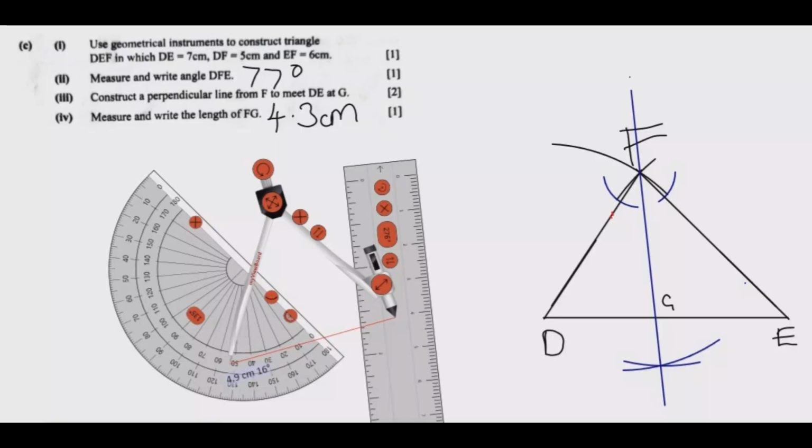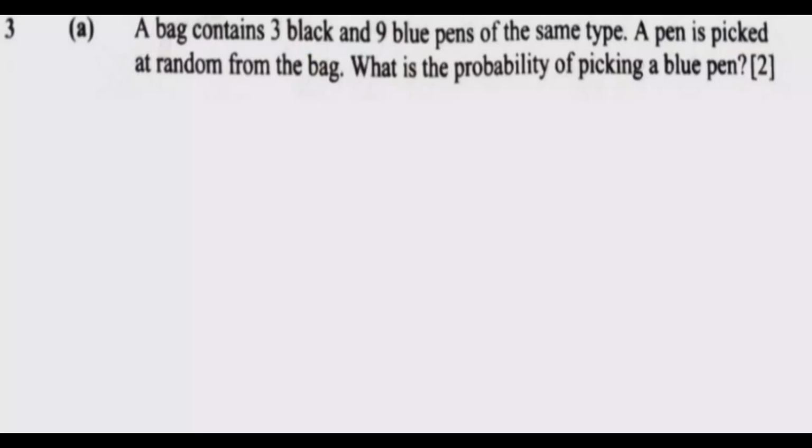Question 3a was as follows. A bag contains 3 black and 9 blue pens of the same type. A pen is picked at random from the bag. What is the probability of picking a blue pen? Okay, the question is, a bag contains 3 black and 9 blue pens of the same type. A pen is picked at random from the bag. What is the probability of picking a blue pen?